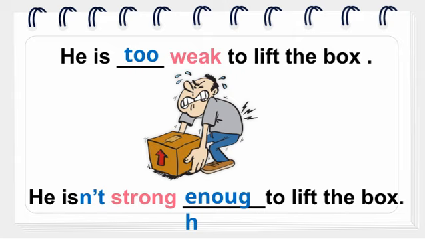Next, we have the word too. For instance, he is too weak to lift the box. This indicates that his weakness exceeds what is acceptable or needed for the task, making it impossible for him to lift the box. The important thing to remember is that too often emphasizes excess, too much of a certain trait, like weakness in this case.